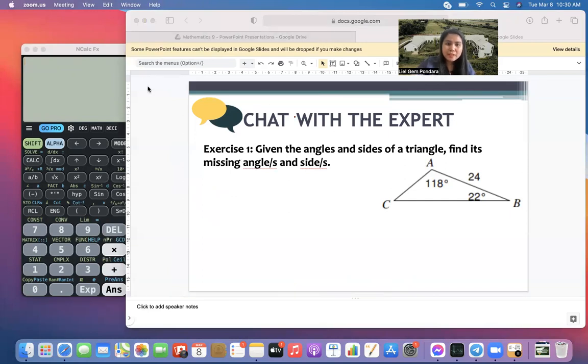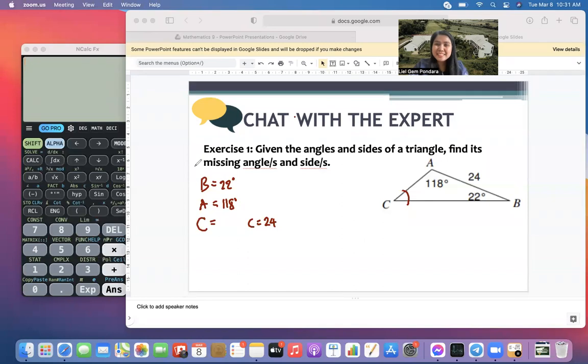Degrees. We have angle B. Sorry, 22 degrees. Give me a moment. There. Angle B is 22. Yes. Then angle A, 118. What else? And side C, 24. Side C, 24. There's no pair, right? But you can solve for angle C to find a pair.